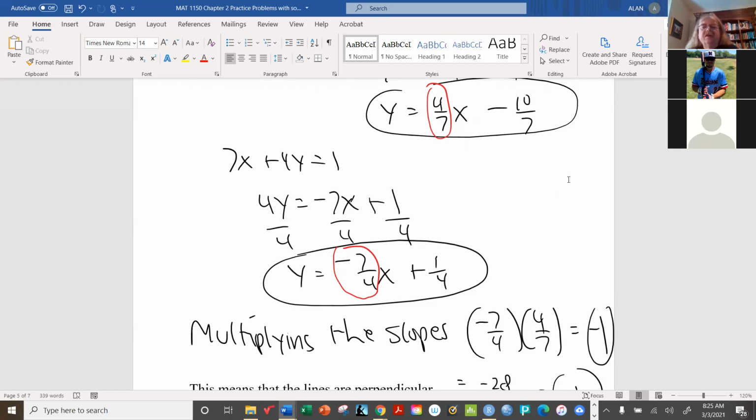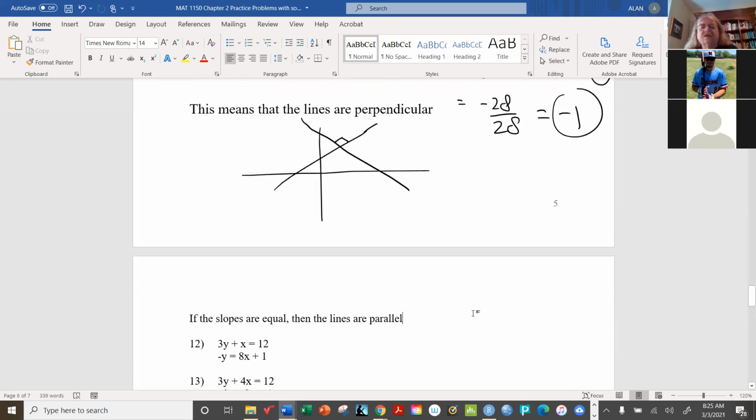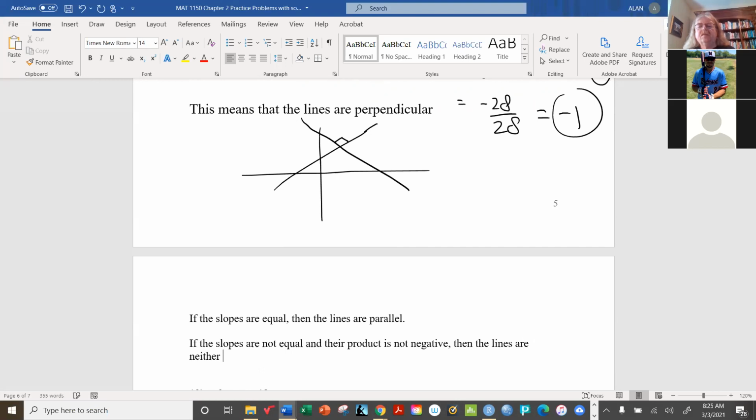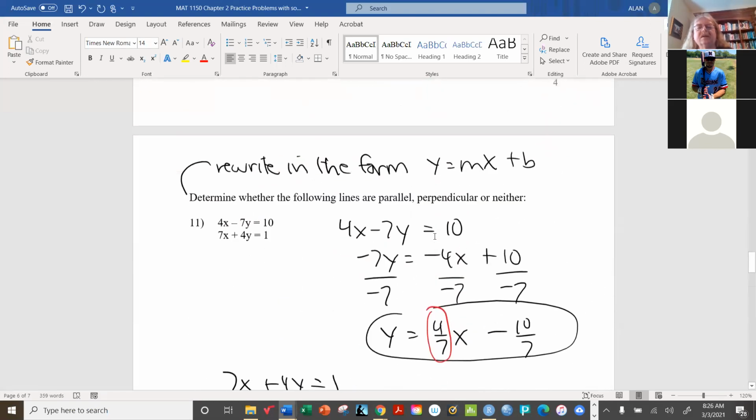Gotcha. All right, but if they're not, now if you notice that they're equal to each other, then they're just parallel. You don't have to do any multiplication. Now, if the slopes are not equal and their product is not -1, well, then you just conclude the lines are neither perpendicular nor parallel.